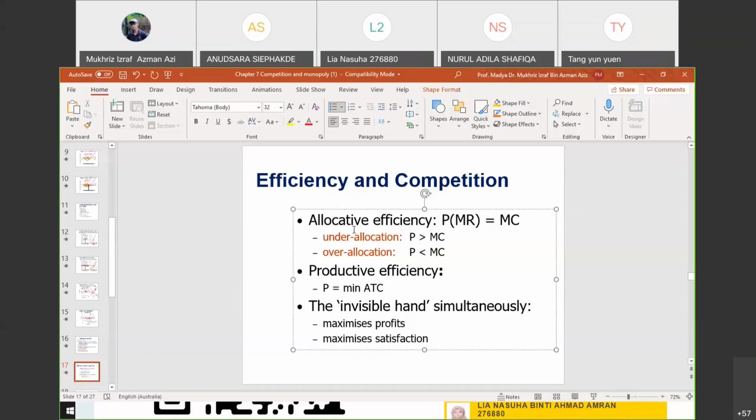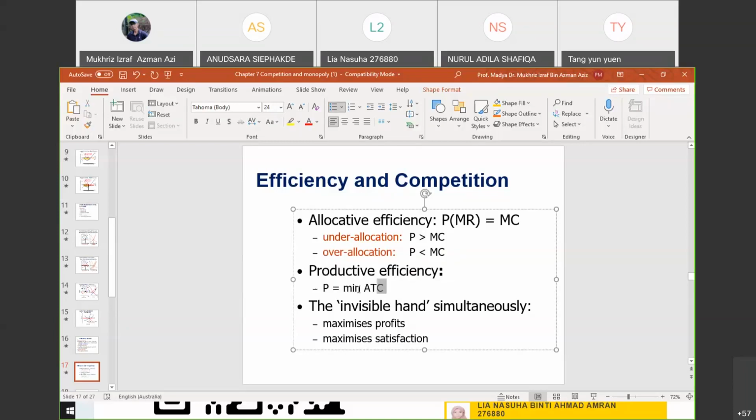we assume that in a perfect competition market, the firm will only produce where the market price is equal to the marginal cost of the firm. So allocative efficiency is obtained when P is equal to MC. But when P is not equal to MC, whether it is more or less, we call it allocative inefficiency. Productive efficiency is when P is equal to minimum average cost.